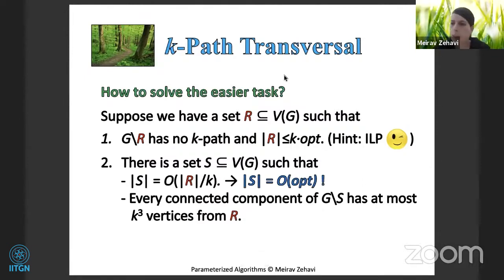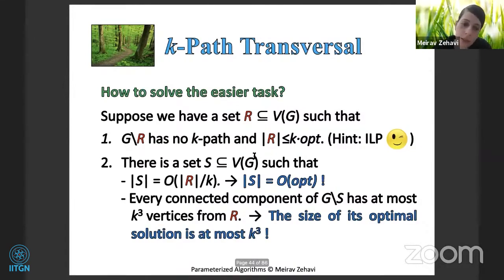The fact that we demanded that this set S have size at most order R over k means that this set S would have size order opt, right? Because R is at most of size k times opt, so R over k is at most order opt. And what does the second condition mean? It means that if every connected component of G minus S has at most k to the power of 3 vertices from R, then every connected component of G minus S has solution size at most k to the power of 3.